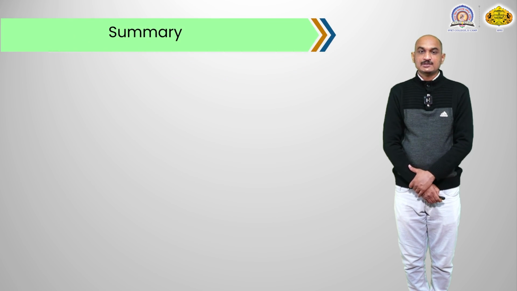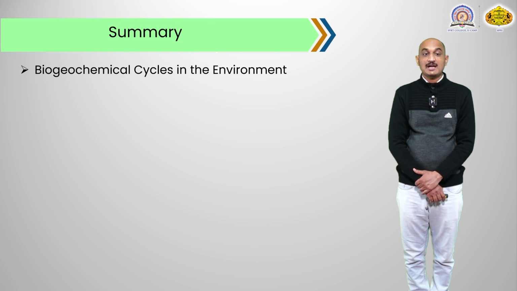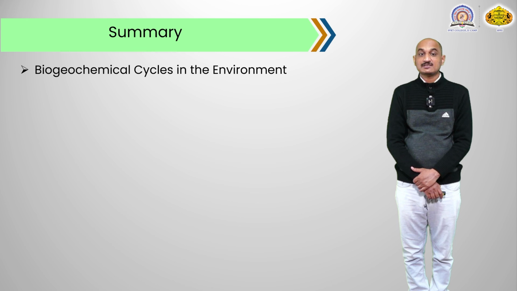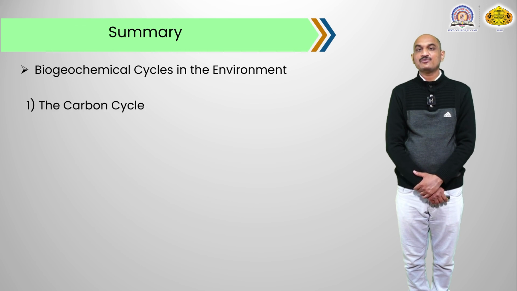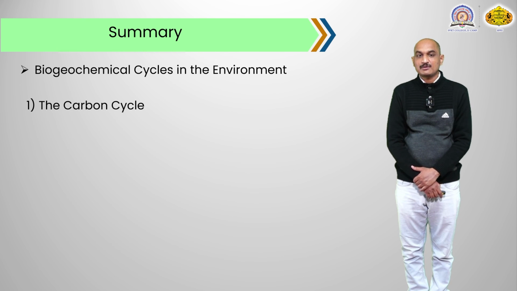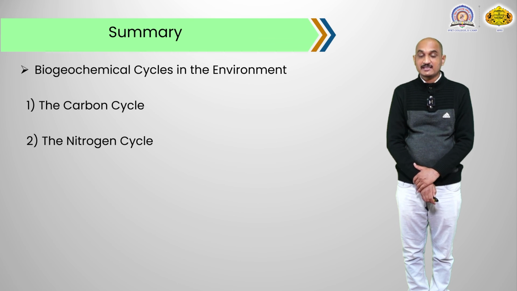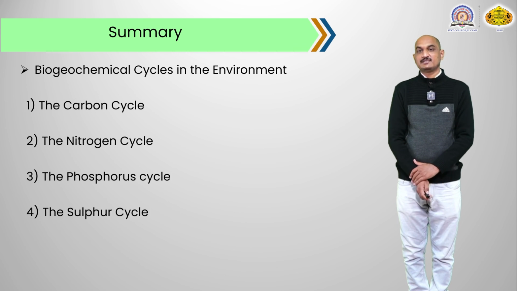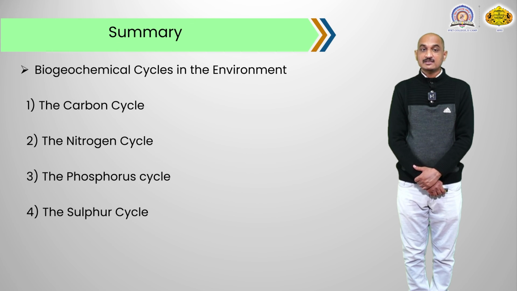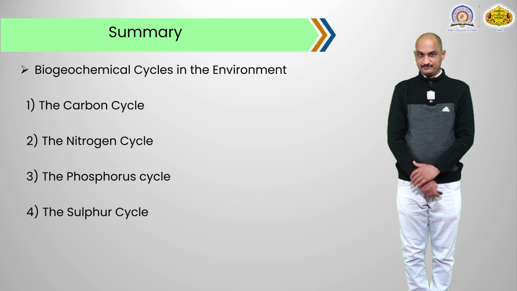So, dear student, this is all about today's session. In today's session, we have discussed different types of biogeochemical cycles, the natural cycles in the environment. First we discussed the carbon cycle, then the nitrogen cycle, third the phosphorus cycle, and lastly the sulfur cycle. This is the overall summary of today's session.